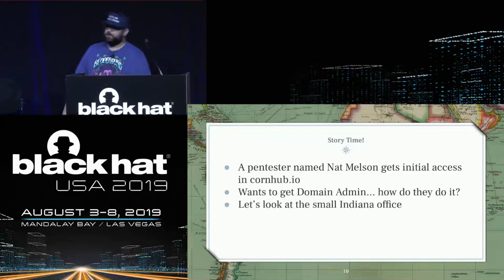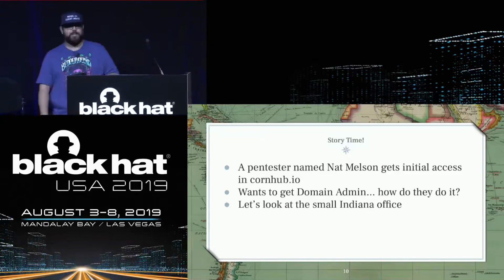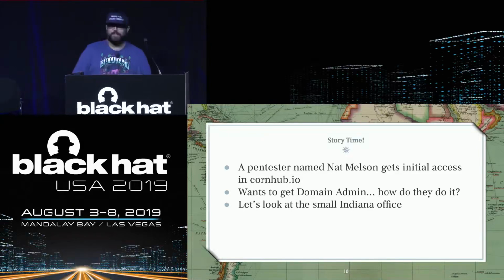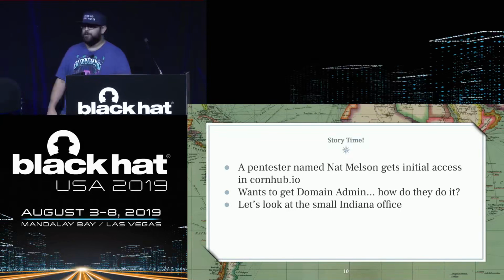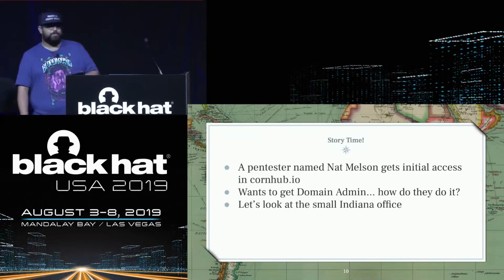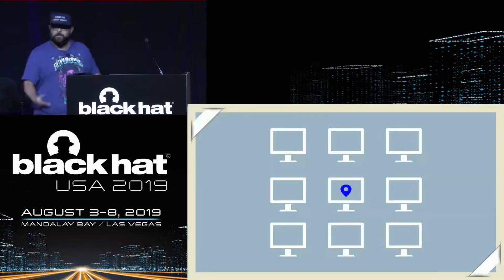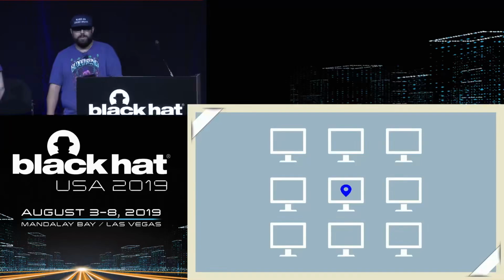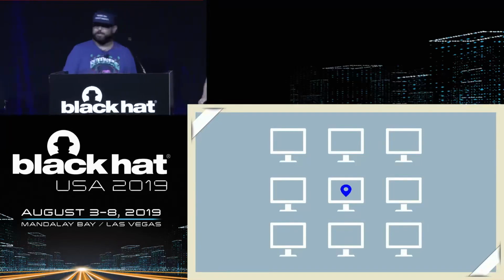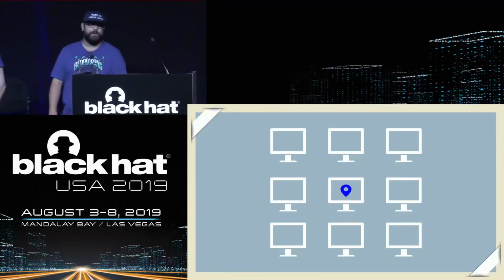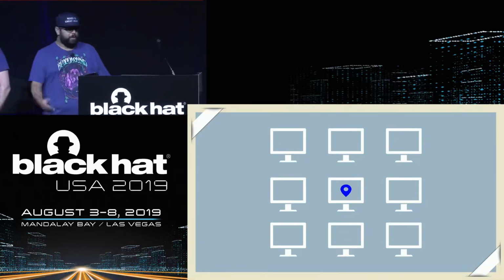So let's tell a little story here. We have a pen tester named Nat Melson, and he is pen testing the cornhub.io domain. This is a nice little tiny office in Indiana. Got to make sure that they're really secure. So they have about 9 computers. Nat Melson phishes and gets initial access on the computer in the middle right there. So this is our old methodology here.